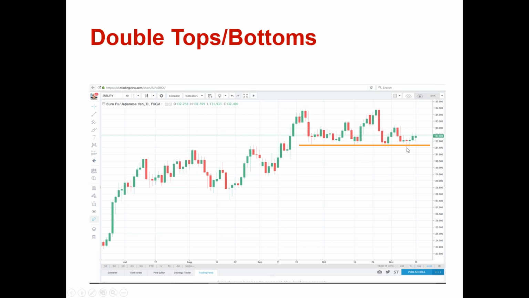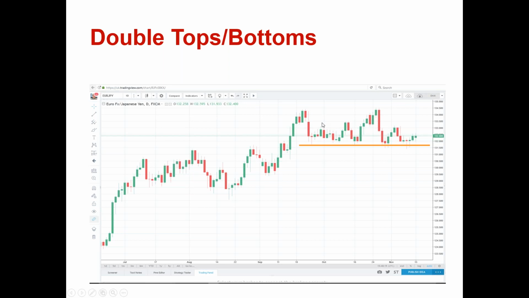Because last week, on a couple of occasions, we actually dipped through 131.60 on a couple of days, and we bounced. Those lower shadows show the market dipping through this key support level, but then the buyers stepped back in. Now what this is saying to me is we're not ready for the sell signal yet.